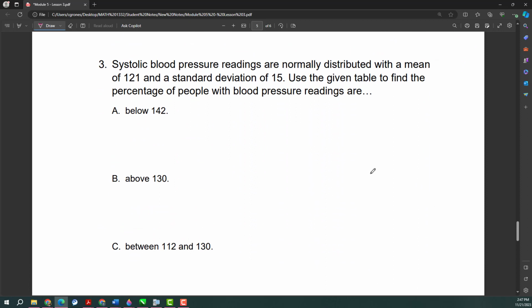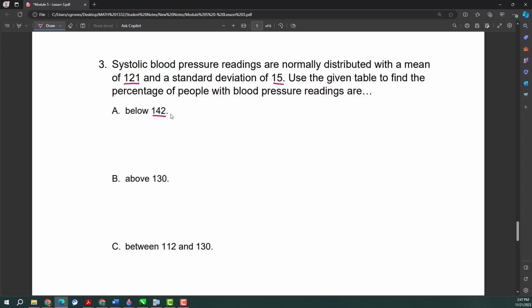All right. Number 3, we have blood pressure readings that are normally distributed. We have a mean of 121 and a standard deviation of 15. We're going to use our table to find the percentage of people with blood pressure readings, and then they give us 3 different scenarios. For the first one, we want below 142. So 142 is our data item.